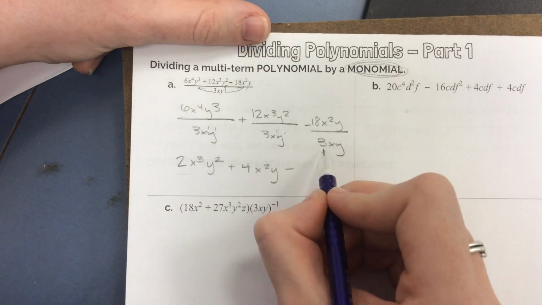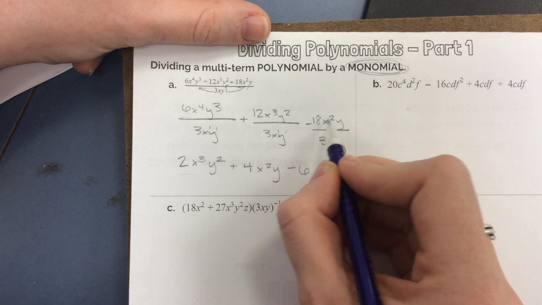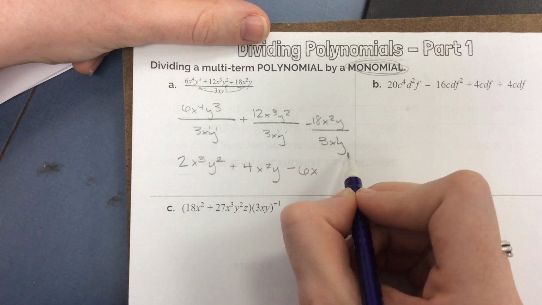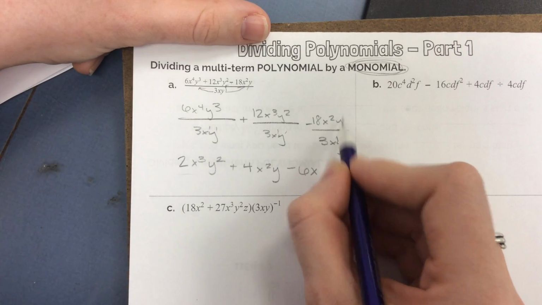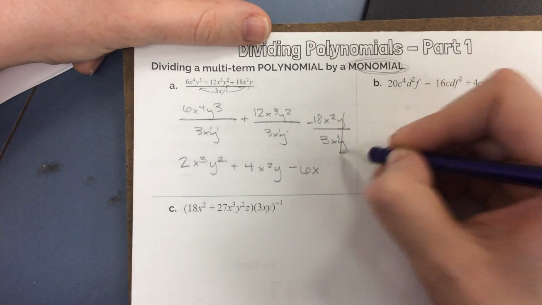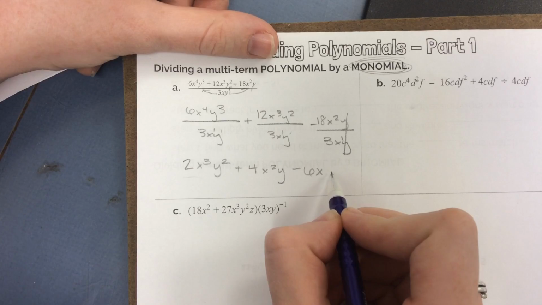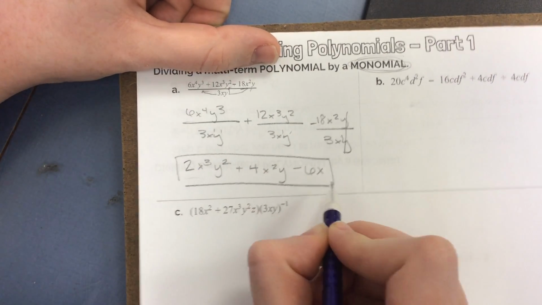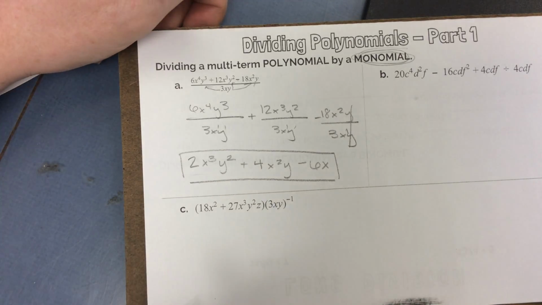We're going to subtract 18 divided by 3 is 6. 2 minus 1 is 1, so we have x to the first. And then here you have a y divided by y is 1, so that reduces to 1, or those cancel. So we don't have any y variable left. So this is our simplified expression here.